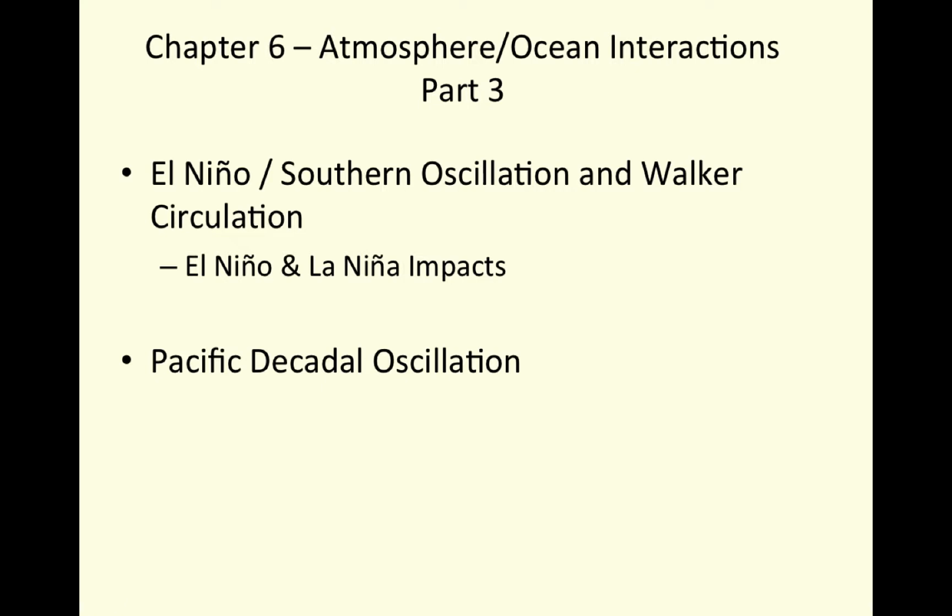Chapter 6, Atmosphere and Ocean Interactions, Part 3. Here we'll look at El Nino and the Southern Oscillation, which involves the equatorial Pacific, also the Walker circulation, which extends around the equator around the globe. We'll look at impacts from El Nino and La Nina situations, and finally we'll look at a longer-term oscillation dubbed the Pacific Decadal Oscillation, which is important for global temperatures.